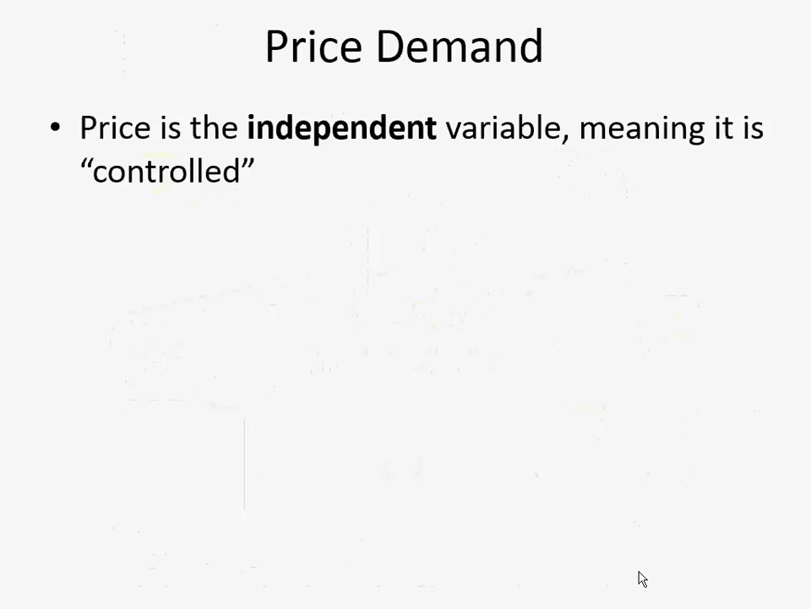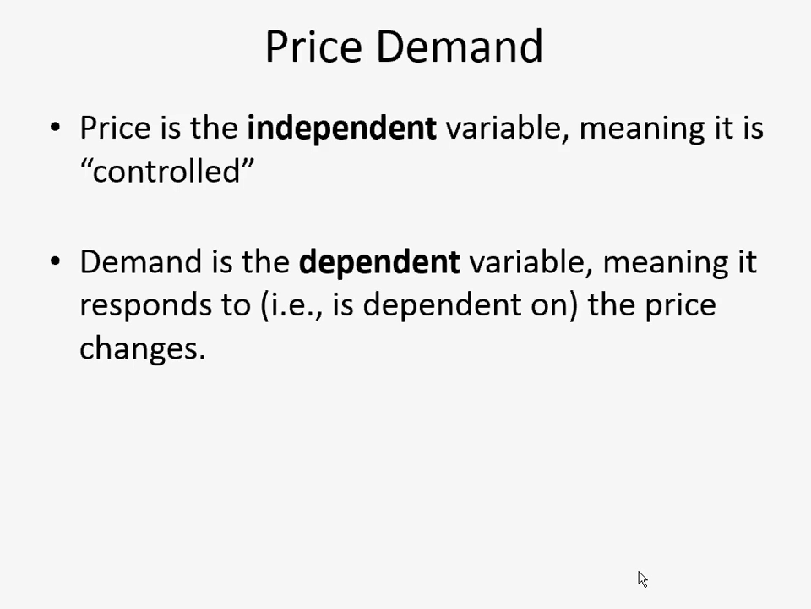Price demand is what we're going to be talking about, and as a retailer or as someone who sells an item, you can't control directly how many people are buying your item. But what you can do is you can indirectly control the amount of demand by adjusting your price. So price is an independent variable. Independent means that it's controlled.